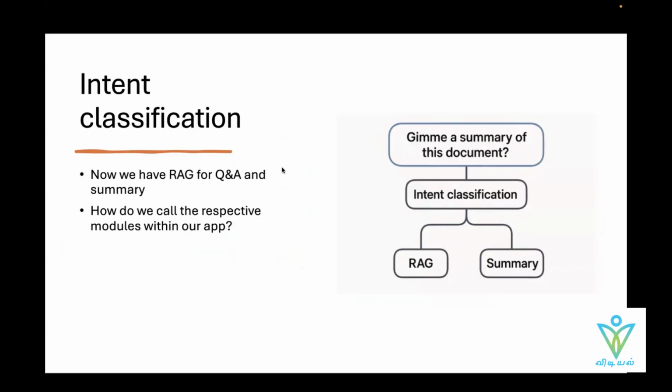Now, how will you know when to call which module? The user is asking, give me a summary of this document, or the user is asking, what projects was Ram involved in the previous quarter? What project Ram was involved in the previous quarter is a RAG-based question. It should look up the document, see the various chunks, and give you an answer. For give me a summary of this document, it should read the entire document, split it into chunks, do map reduce, and give you an answer. So these are two modules.